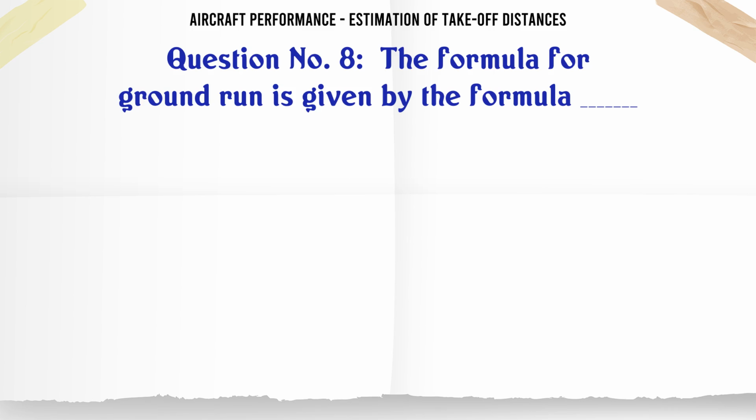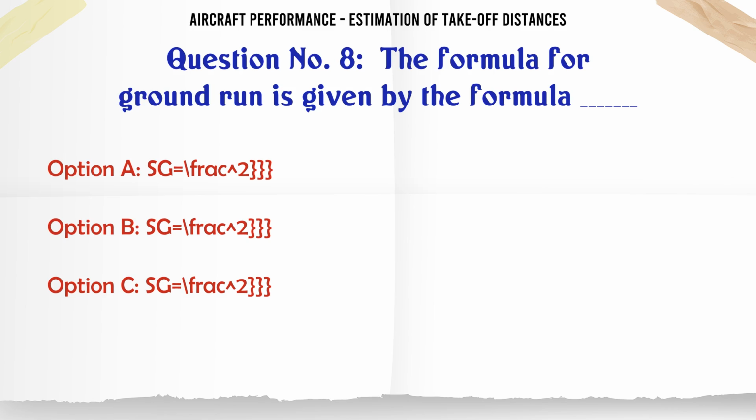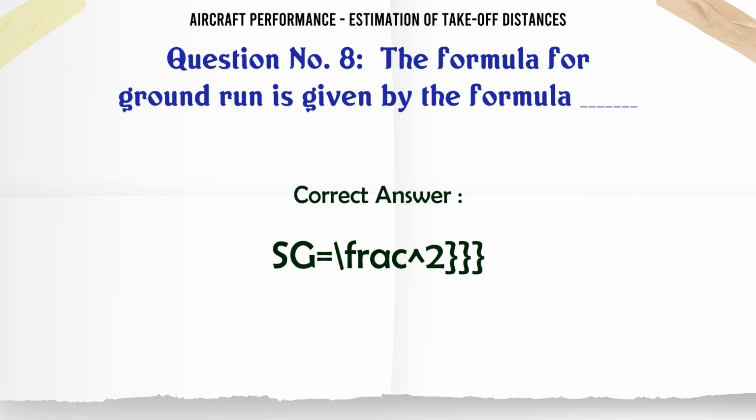The formula for ground run is given by A. SG = frac(VLOF^2)/(2g(A - B V^2)) at 0.7 VLOF. B, C and D are variations of the same expression. The correct answer is SG = frac(VLOF^2)/(2g(A - B V^2)) evaluated at 0.7 VLOF.